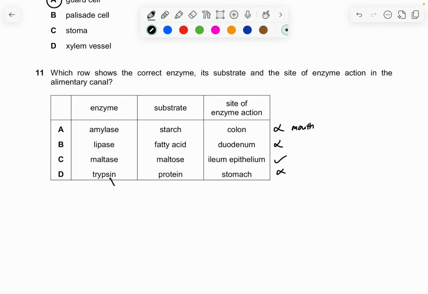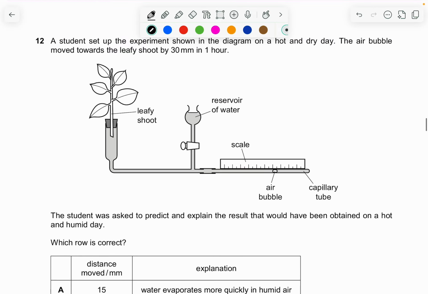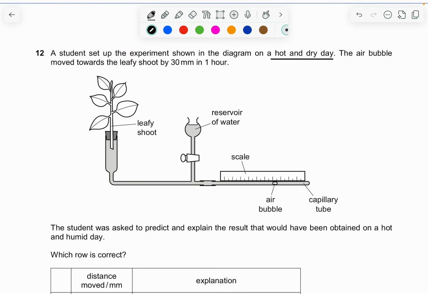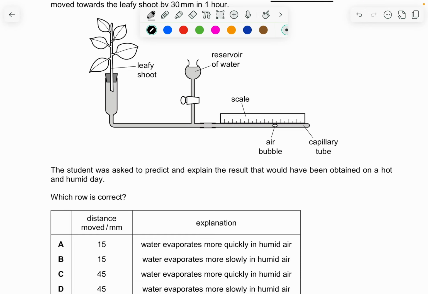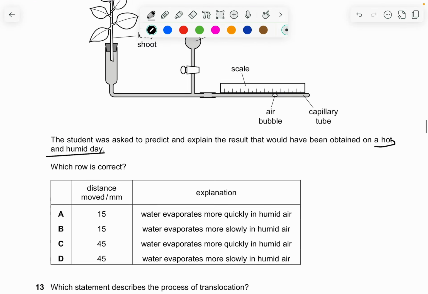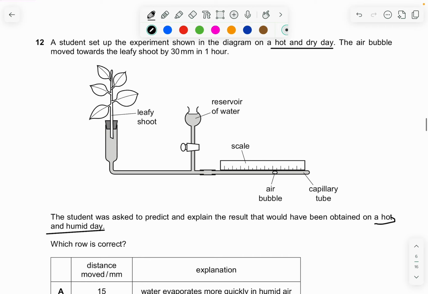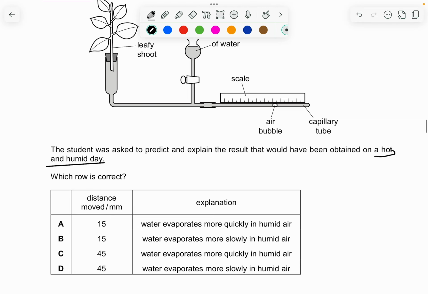Question 12. A student set up an experiment shown in the diagram on a hot and dry day. The bubble moved towards the leafy shoot by 30 mm in 1 hour. The student was asked to predict and explain the result that would have been obtained on a hot and humid day. So this is a hot and dry day. Now they have changed to a hot and humid day. So let's look at the options. What can you expect first? When you have 30 mm per hour during a dry day, on a humid day it will go down. We can expect that it decreases.